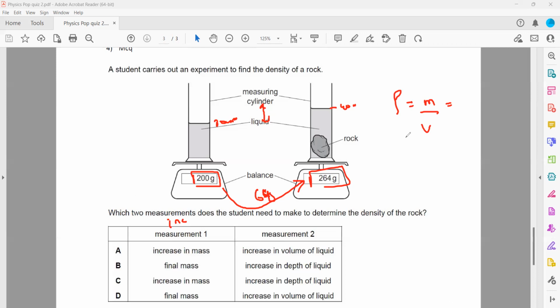So we will use increase in mass and increase in volume to know the density of this rock. So A should be the right answer. How much the mass increases and what is the change in the volume, mass increase divided by volume increase will give the density of this rock. Is it clear?